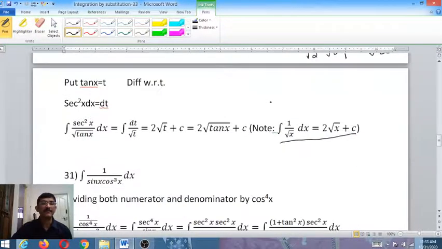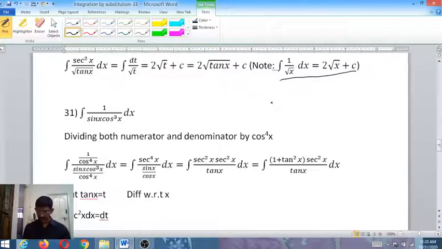In a similar way, what is in the denominator here? If it is cos x, we divide by cos square. Since cos cube x is there, we divide numerator and denominator by cos to the power of 4x. So 1 by cos power 4x, and sin x cos cube x by cos power 4x. Now look at the entire thing: cos cube x gets cancelled here, remaining is sin x by cos x. 1 by cos power 4x is secant power 4x, and sin x by cos x is tan x.